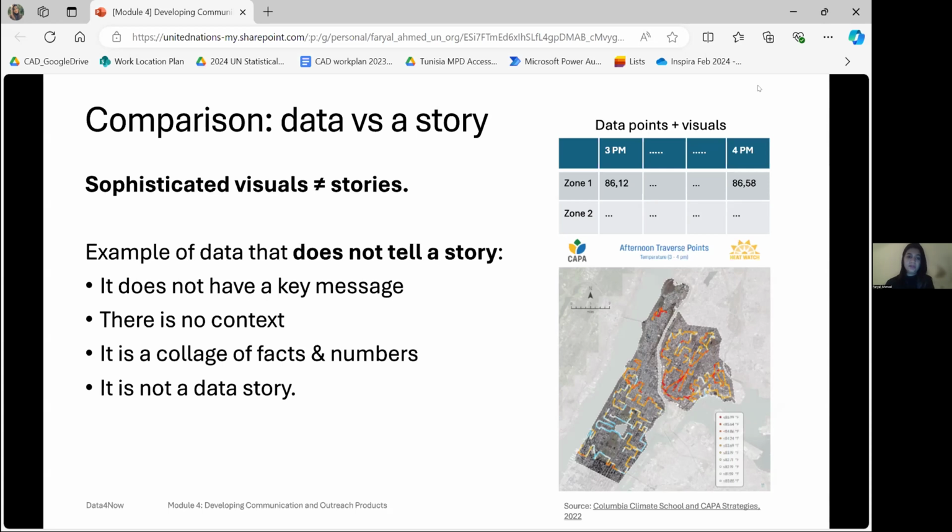Is it Fahrenheit, Celsius? And then it's not telling a story, because if I were to look at this and I see that at 3 p.m. it's 8612 and at 4 p.m. 8658, I don't see much of a difference here. I don't have a story to tell, unless I want to share a story where there is no change. But what am I giving to the audience here? There's no context. And it's not a data story, because we don't have a key message that we're giving from this visual. Next slide, please.